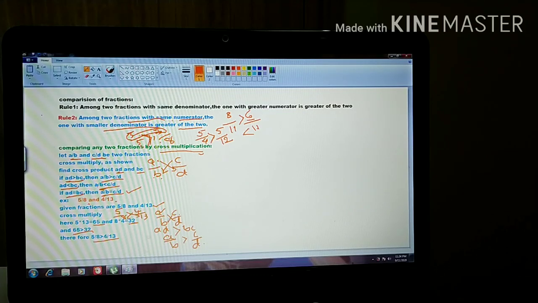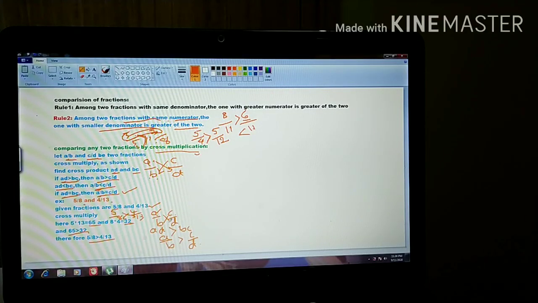If any two fractions are given, how do you find out which is the greater fraction or which is the smaller fraction? First follow the first rule: observe the denominators. If the denominators are the same, then go for the numerators. Whichever numerator is greater, that is the greater fraction. If the numerators are similar, the fraction with the smaller denominator is the greater fraction.